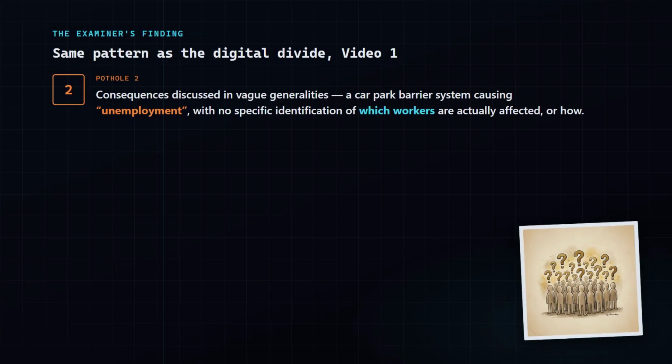Here's the second, and it's the same pattern documented for the digital divide in the first video. Consequences discussed in vague generalities. A car park barrier system causing unemployment with no specific identification of which workers are actually affected or how.